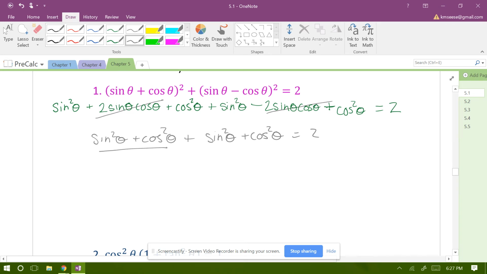Well, this is a Pythagorean identity equal to 1. This is the Pythagorean identity equal to 1. So what do you have? 1 plus 1 equals 2.